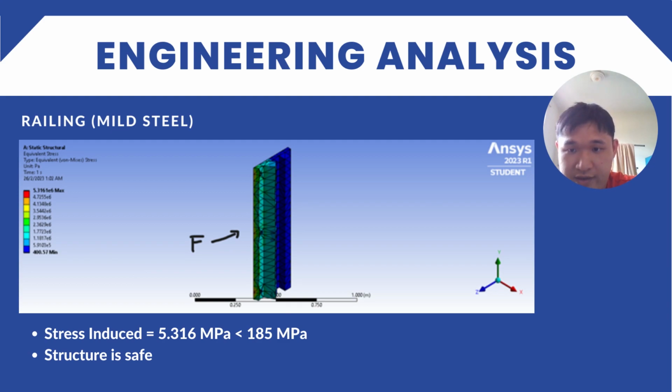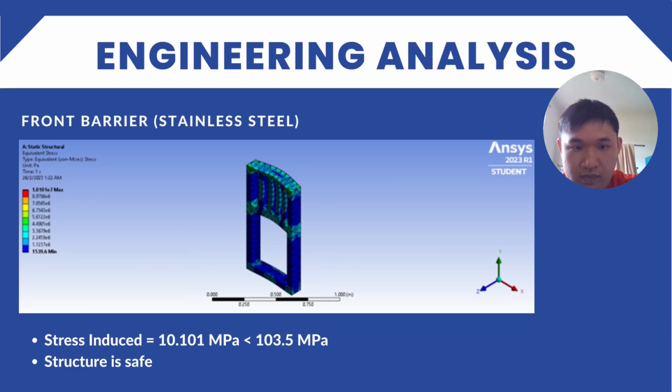All the parameters calculated on the previous slide are used to do the static structure analysis using Ansys software. The first structure is the railing, and the maximum stress on this part is only 5.316 megapascal, which is far lower than the maximum yield strength of the material. This indicates the part is safe during the flash flood.